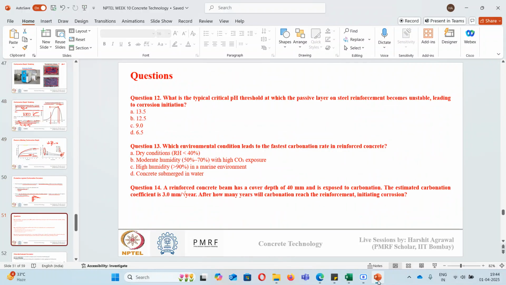Okay, try to answer these three questions quickly. So, what will be the answer of the first question? What is the typical critical pH threshold at which the passive layer of the steel reinforcement will become unstable?